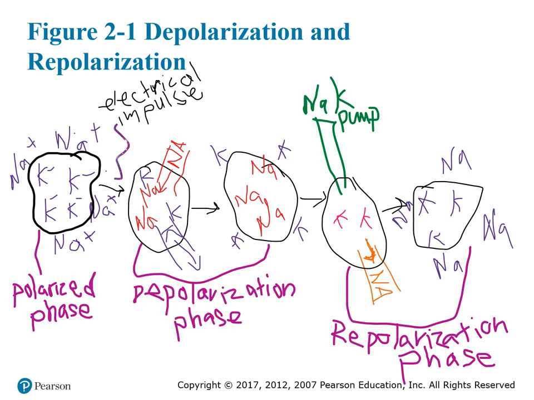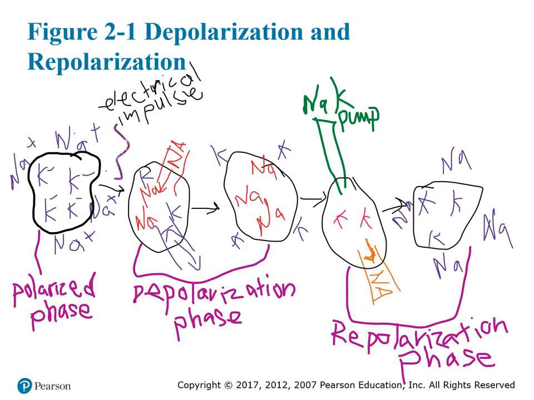So this is one cardiac cell, as shown in the demonstration here, where it has potassium ions and positively charged sodium ions. Remember, the potassium has a weaker form of positive charge, so it's more negative than positive. I think this morning I had it backwards, so I'm correcting myself now in this PowerPoint. This is what we call our polarized phase, meaning they're just at rest.